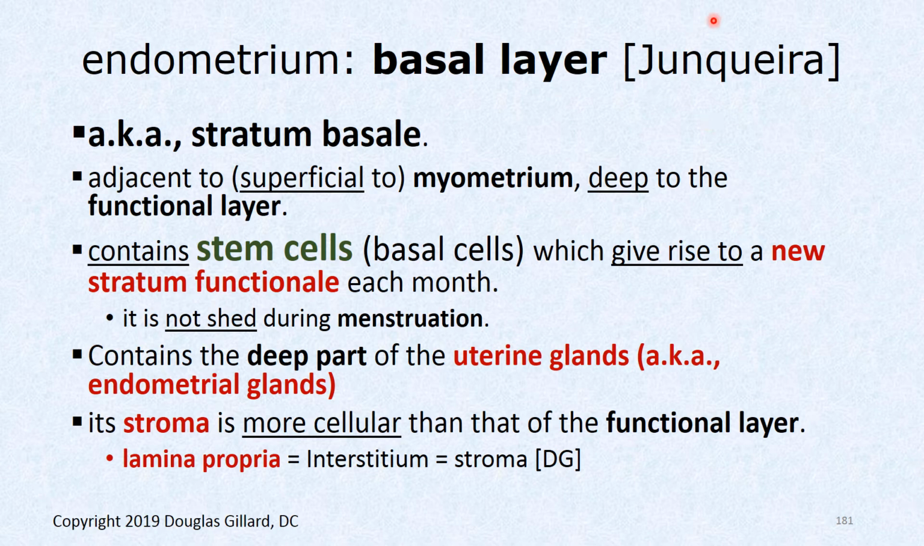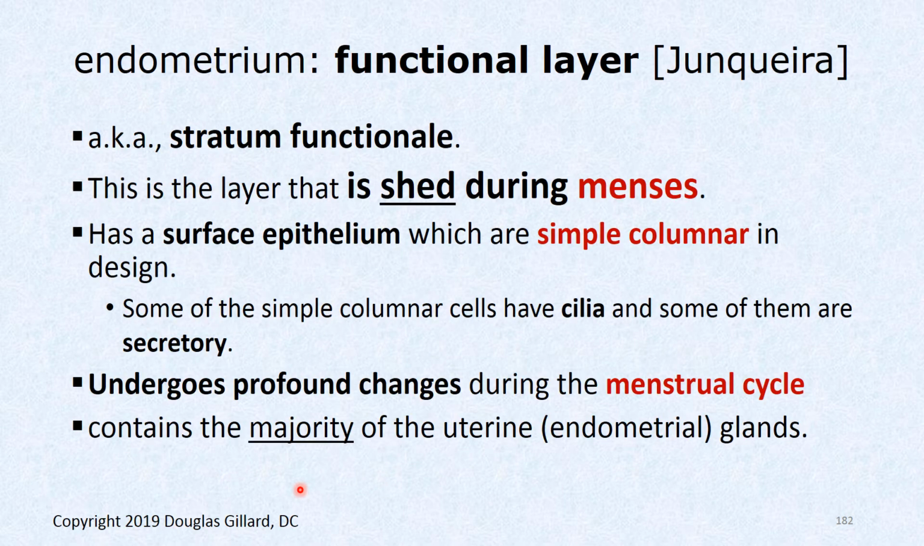All right, so stratum basale has stem cells. It's not shed during menstruation. Keeps the deep part of the uterine gland. Its stroma or lamina propria is an AKA for... It's always confusing in histology. Lamina propria is an AKA for stroma, is an AKA for interstitium. And yeah, that's what that is. Stratum functionale, or the functional layer, that's what's shed during menses.